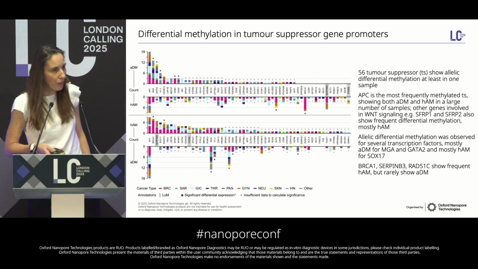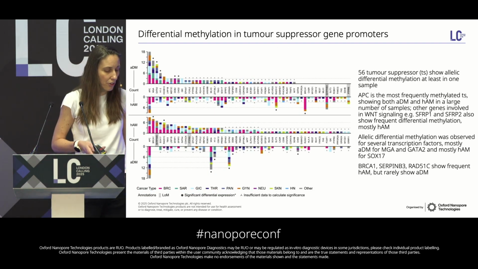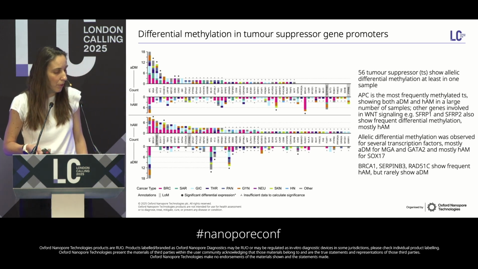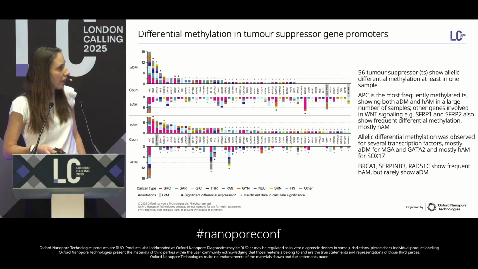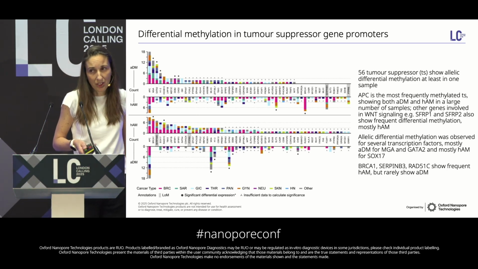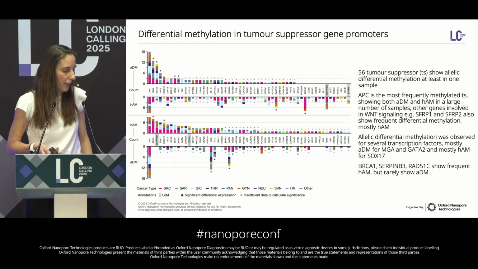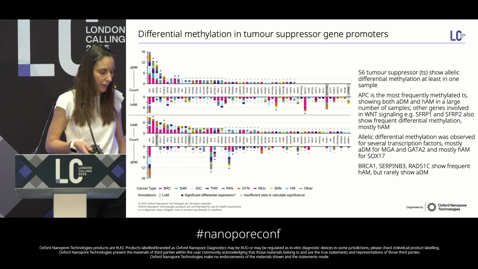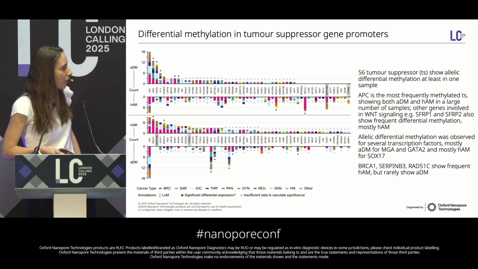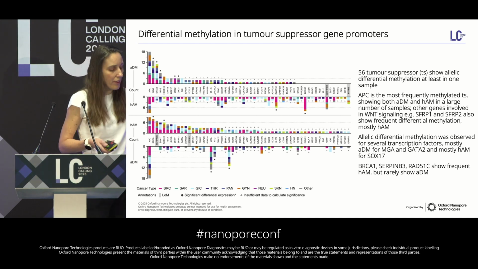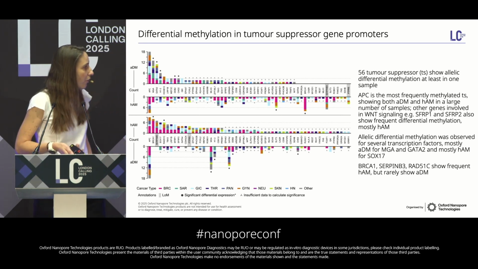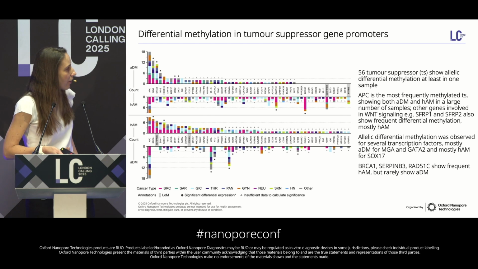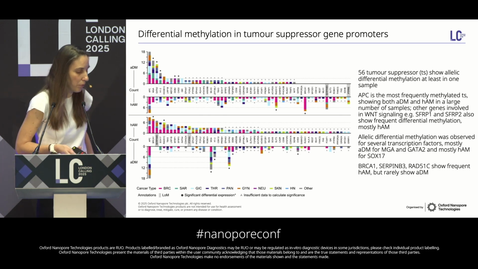We found that 56 tumor suppressor genes show differential methylation in these tumor samples. The gene which shows the most frequent differential methylation is the APC gene, which is a known tumor suppressor involved in Wnt signaling. This gene shows both ADM and HAM. There are other genes involved in Wnt signaling, for example SFRP1 and SFRP2, which also show differential methylation. You can see them at the bottom plot.